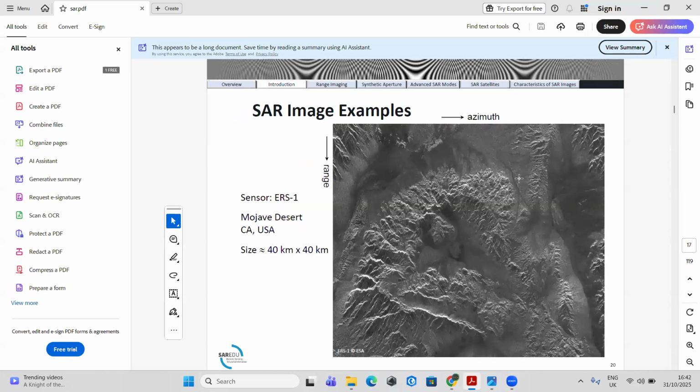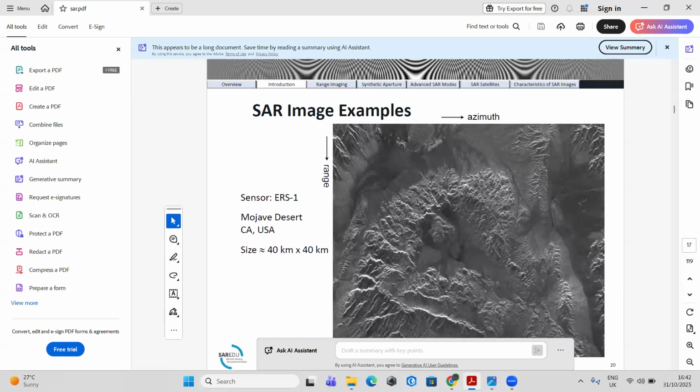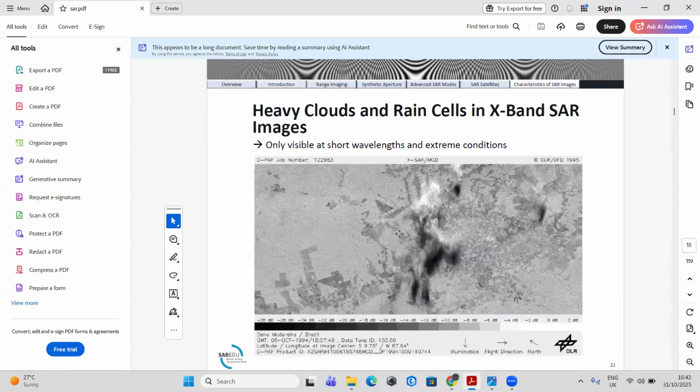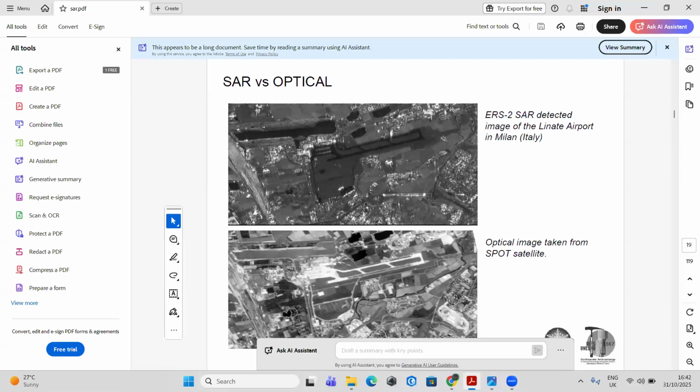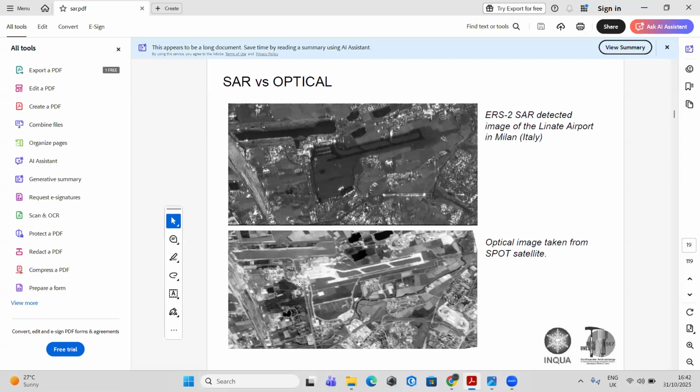Now, this is how a SAR image will look to you. This is a normal imagery taken by a normal satellite, with bands like green, blue, and yellow. Whereas this one is a SAR imagery. You can see how the things are much more clear in SAR as compared to an optical imagery.